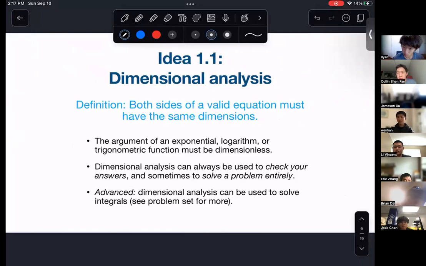So the first idea that I want you guys to learn today is the idea of dimensional analysis. Just as if you're doing algebra, you want both sides of an equation to have valid numbers, right? 5 plus 5 equals 10. Those must be the same.